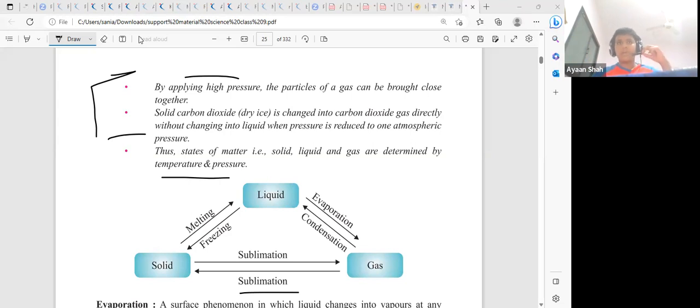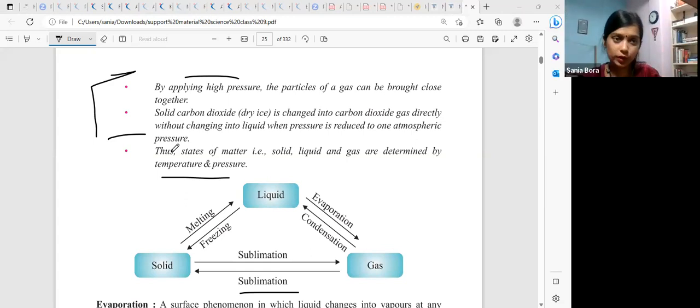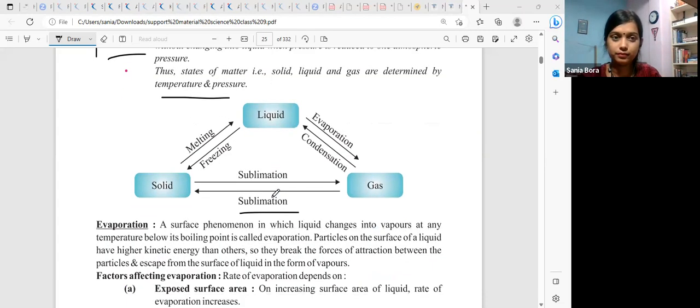Sure, now I will write the third point, the states of matter. No need to write the third point. Just make this diagram.